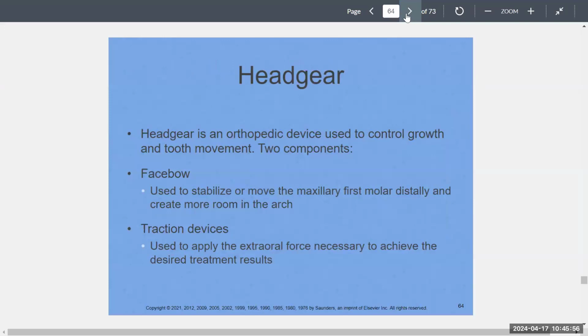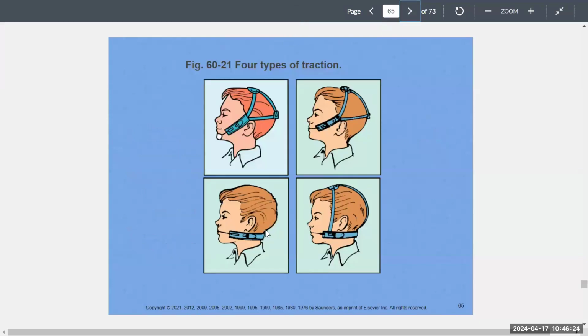Okay. Headgear, not that common, but headgear is an orthopedic device used to control growth and tooth movement. There are two parts. We mentioned the facebow and traction devices. The facebow actually stabilizes the maxillary first molar distally. You're kind of pushing it, moving it a certain way in the arch, but the traction device is an extraoral force. And this could be on the back of the head as the traction force. Okay, this is how it could look. Obviously, many orthodontists try their best to avoid this because of social, psychosocial aspects. Sometimes they even have a chin cup here. Okay.